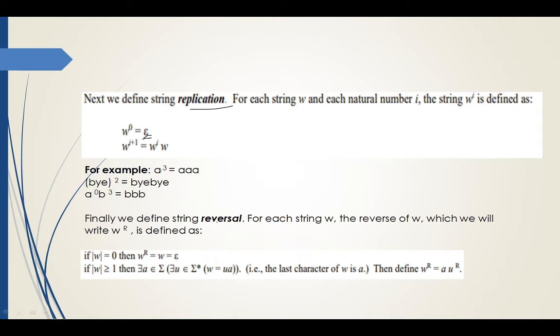For example, a raised to 3. How many times does a replicate here? 3 times, because a to the power 3 is there. So a is replicated 3 times in the given string. In the second example, (by) raised to 2, it is replicated 2 times, so you get byby. Next, a raised to 0, b raised to 3 indicates the occurrence of a in the string is 0 times, and the occurrence of b is 3 times. So zero times means you will not get a, and you get bbb.